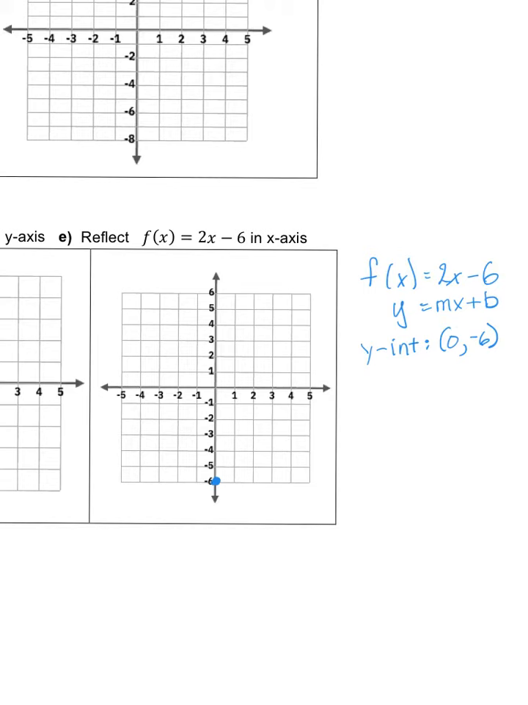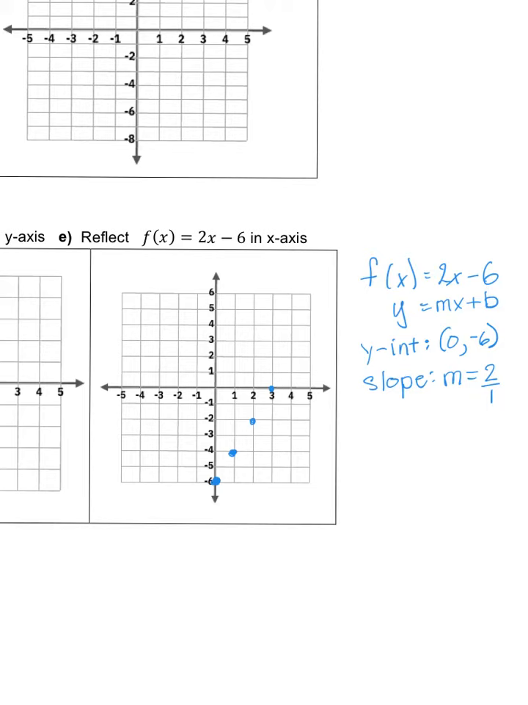We can use the slope. The slope of our line, or the m value, is 2. So it is a run of 1 and a rise of 2. So from the point that we have, we would run over 1 and rise up 2. Run over 1 and rise up 2. And so your line looks something like that.